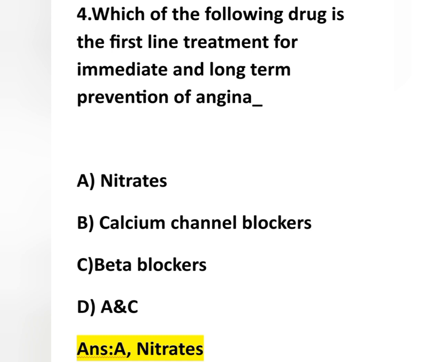Nitrates are an example of vasodilators. Here it is used for the treatment of immediate and long-term prevention of angina. Angina means a chest pain which happens when the heart is not receiving enough oxygen. Nitrate is a vasodilator which mainly helps to dilate the coronary vessels and helps to increase the oxygen supply to cardiac muscles. So the correct answer for this question is option A nitrate, which is used in case of long-term prevention of angina.